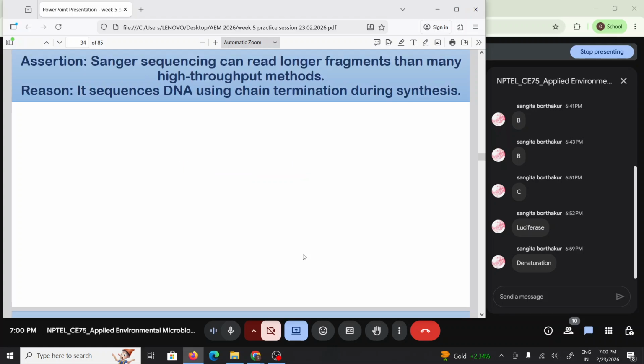Next we'll try to solve an assertion-reason question. The assertion here is that Sanger sequencing can read longer fragments than many high throughput methods. The reason is it sequences DNA using chain termination during synthesis. You have to tell whether both the statements are right or wrong, or if one of them is right and the other is wrong.